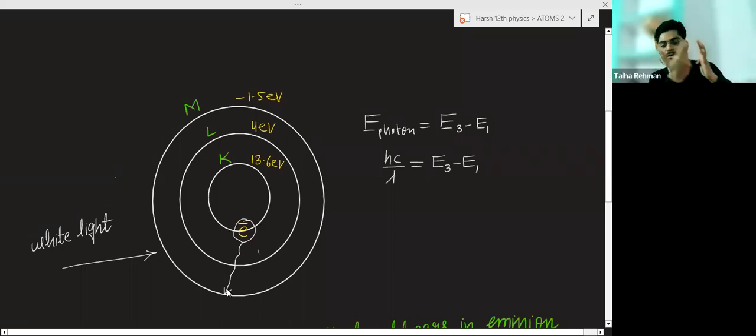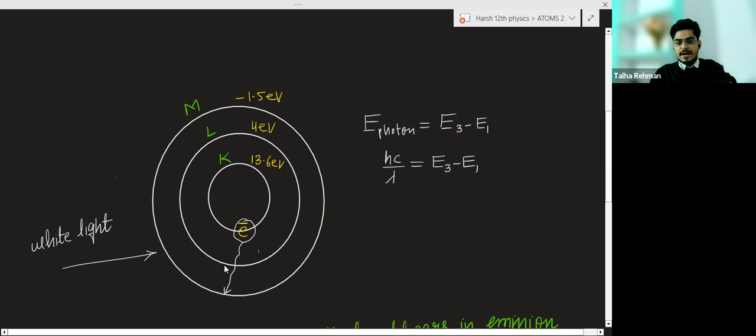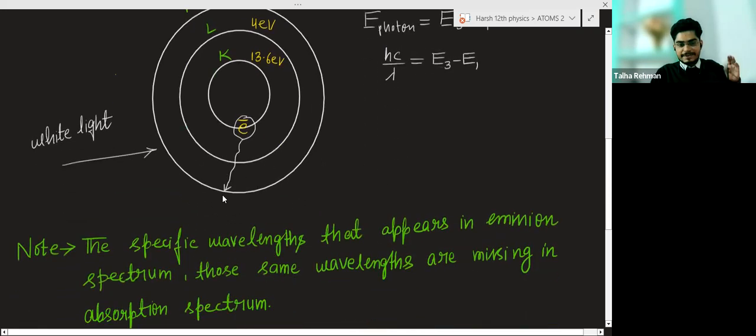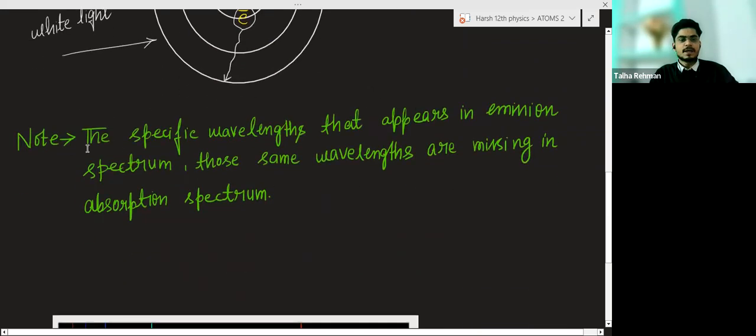This time, it is absorbing energy and moving to the higher energy level. When it returns from here to here, the energy of the photon is given by this energy level minus this energy level, equal to hc by lambda. This lambda will be specific because this value is a fixed value. So the specific wavelengths that appeared in the emission spectrum are missing in the absorption spectrum.